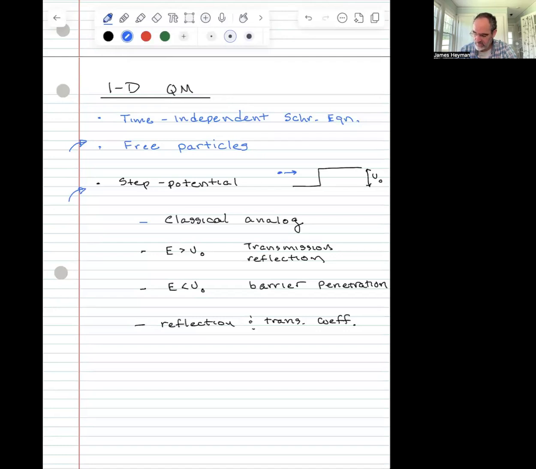The case where the energy of the particle is greater than the height of the barrier. And the second is the case where the energy of the particle is less than the height of the barrier. Finally, for that first case of energy greater than the height of the barrier, we'll work out transmission and reflection coefficients, which will tell us the probability that a particle is reflected or transmitted at the barrier. Okay? Well, that's what we're going to do.